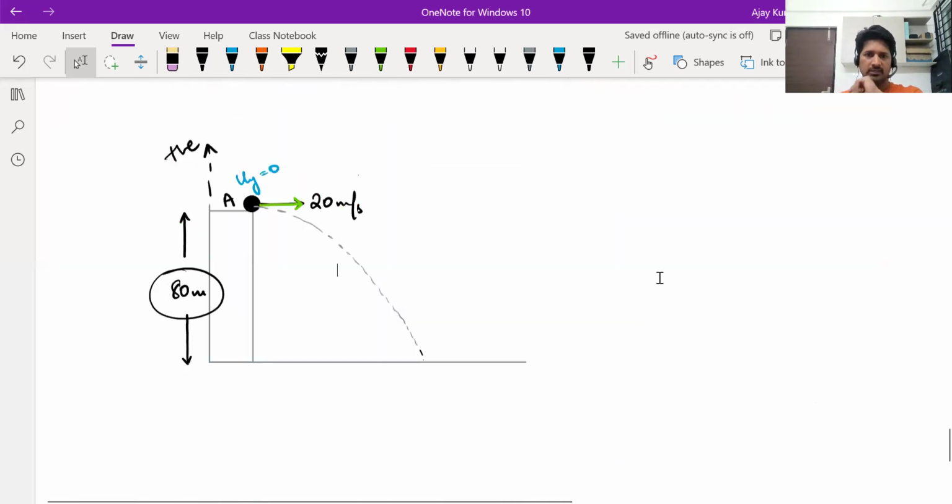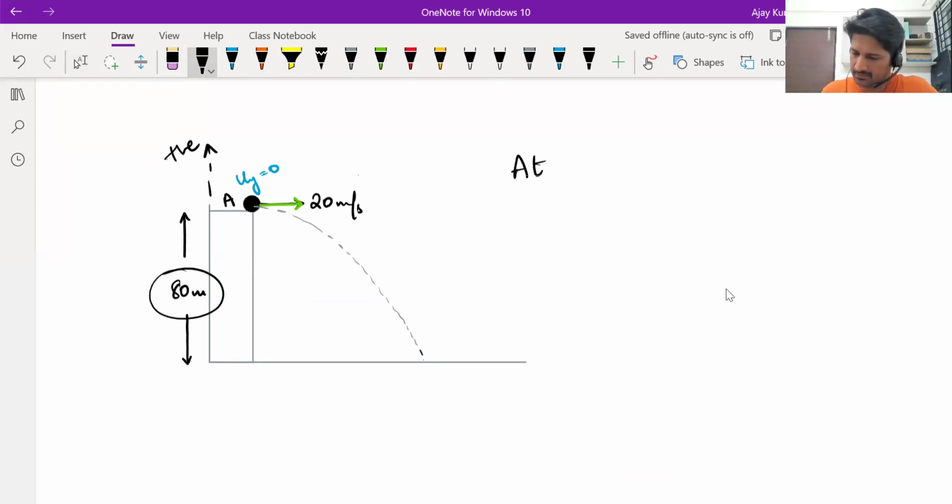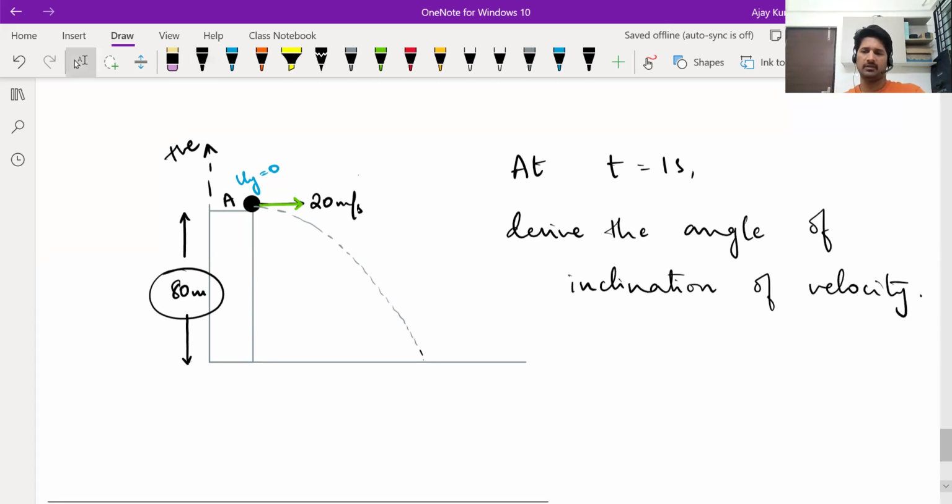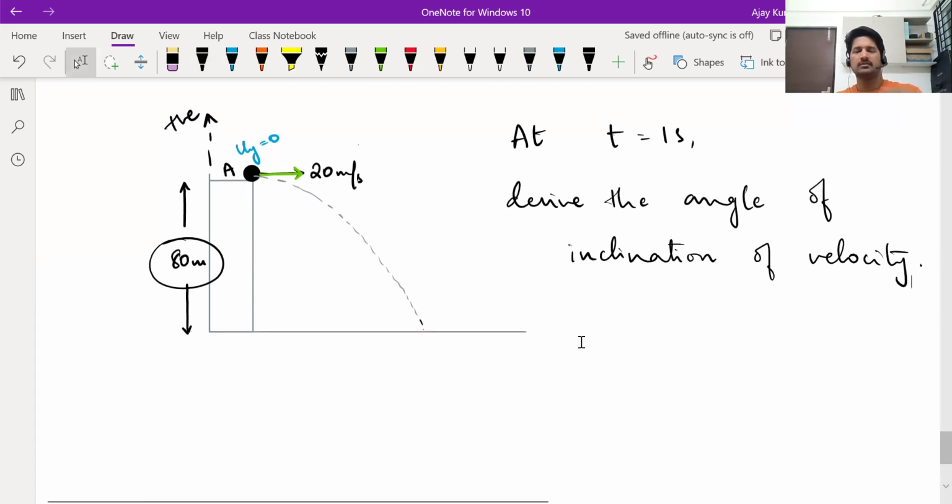Anyway, my question now is, all this is fine. At t is equal to 1 second, derive the direction of motion of this object. Direction of motion means angle of inclination of its velocity. Not a difficult thing to do. You all know what has to be done to find out the angle made by a vector. Start solving.